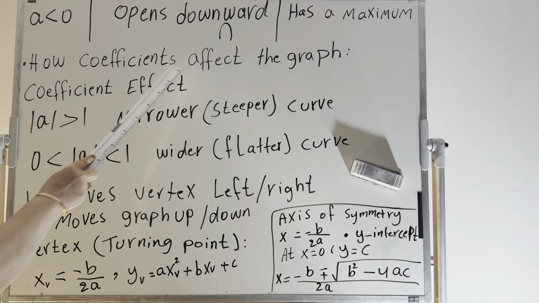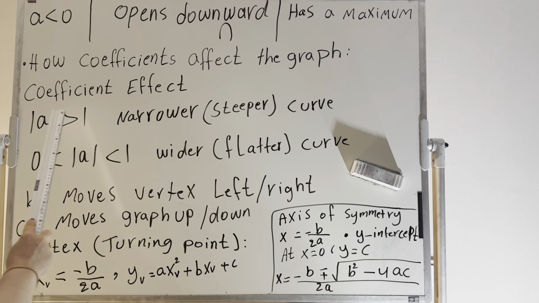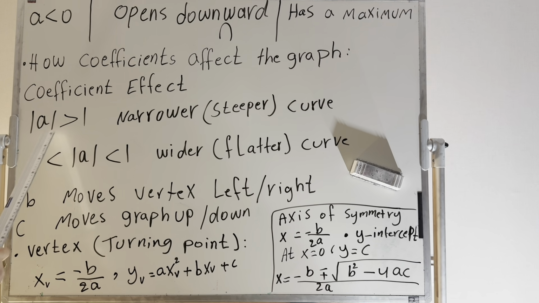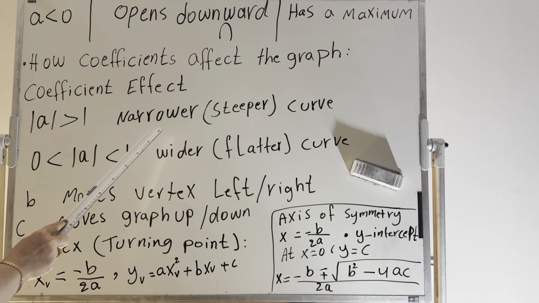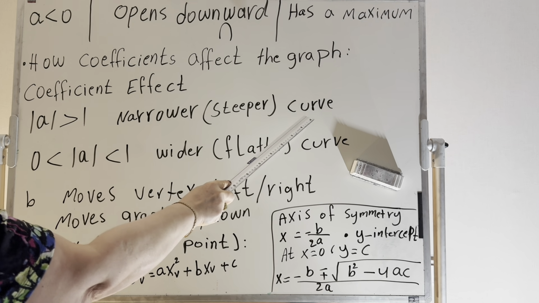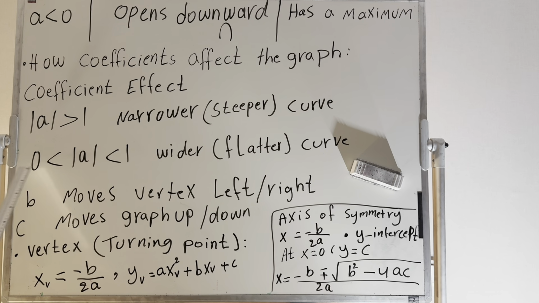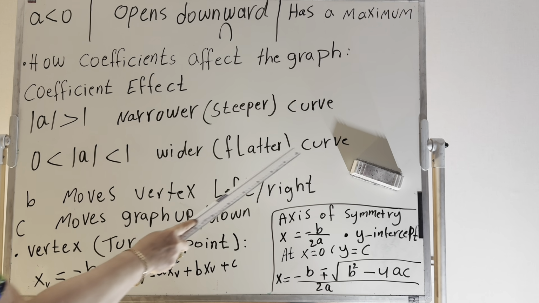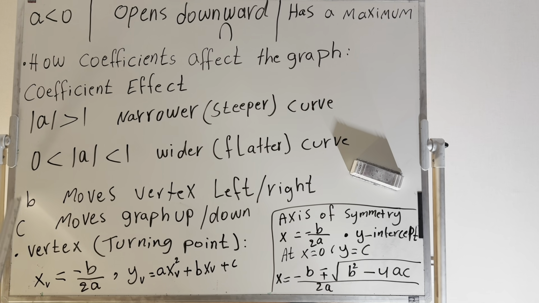How do the coefficients affect the graph? For a bigger than 1, the curve is narrower and steeper. For a bigger than 0 and smaller than 1, the curve is wider and flatter. When b changes, it moves the vertex left or right. When c changes, it moves the graph up and down.